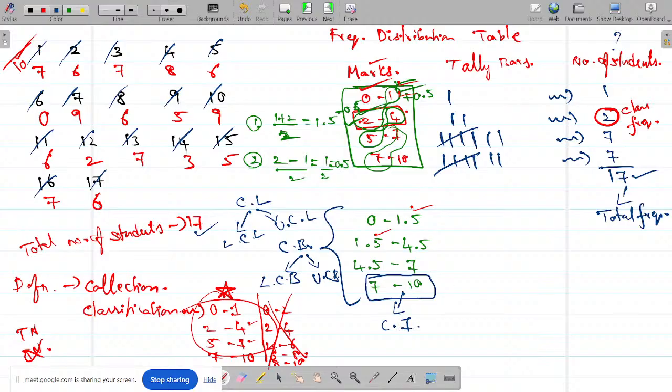What's the range of this value? 7 to 10? 3 units, right? 10 minus 7. This is what you call the range. So what are the terms we have learned? Lower class limit, upper class limit. Lower class boundary, upper class boundary. Then class interval. The difference of the 2 values is what you call the range. Usually when we calculate the range, we have to consider class boundaries only. Please make a note of it.